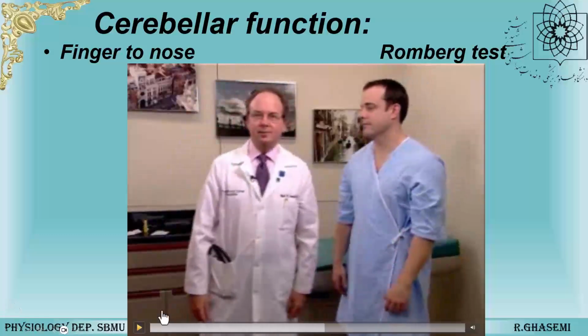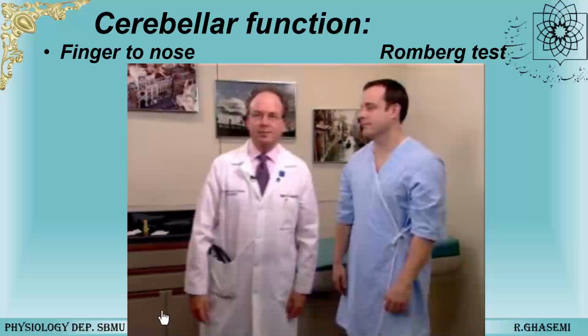As you saw, there was no imbalance or disruption in the balance. Therefore, it showed that the cerebellum received information not just from the eyes, but from the joints and the pressure receptors, and therefore this patient did not show any imbalance.